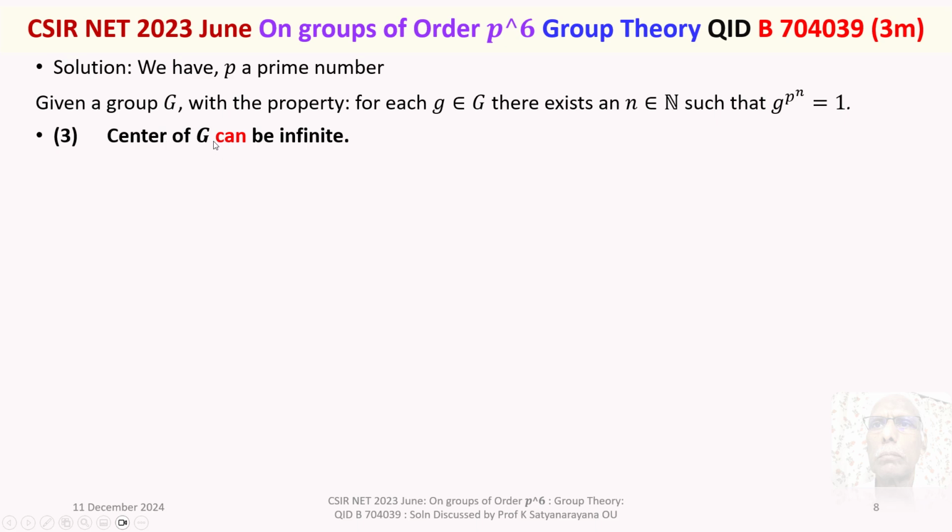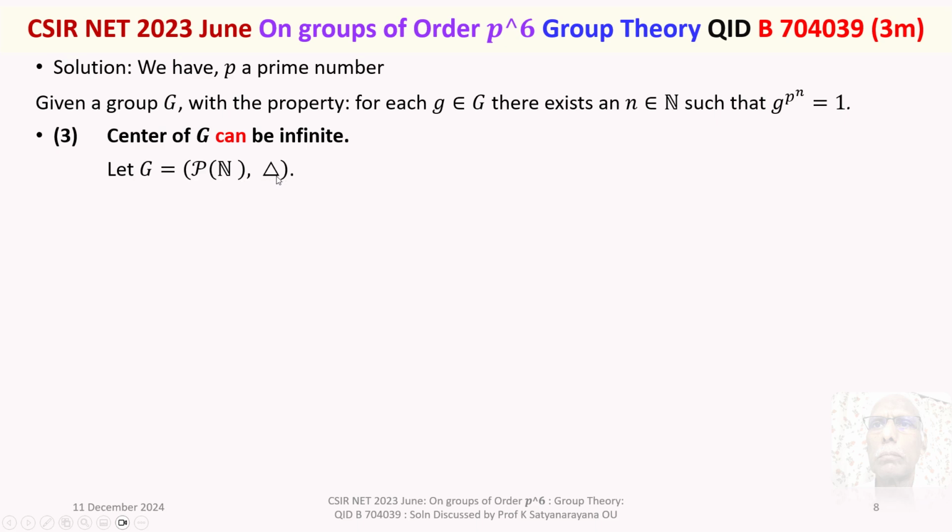Because the center of G is infinite, the group G itself is an infinite set. That means you have to talk about an infinite P group. So consider G equal to the power set of the set of natural numbers. The power set of natural numbers means the set of all subsets of the natural numbers. It is clearly infinite, and it is a group under delta. Delta is the symmetric difference.